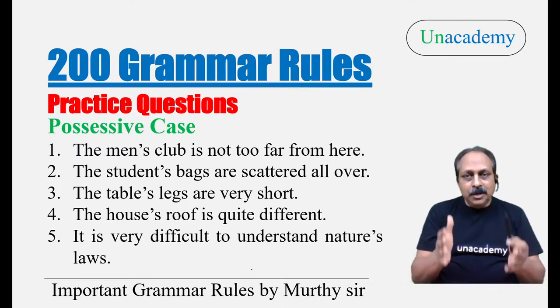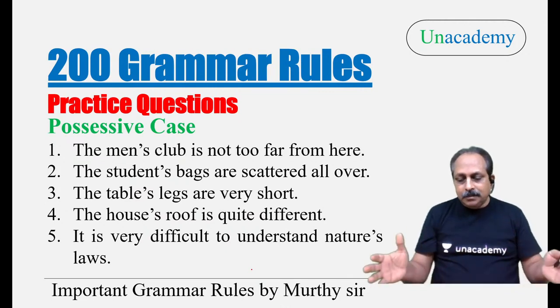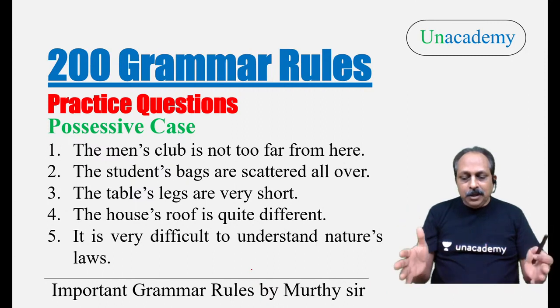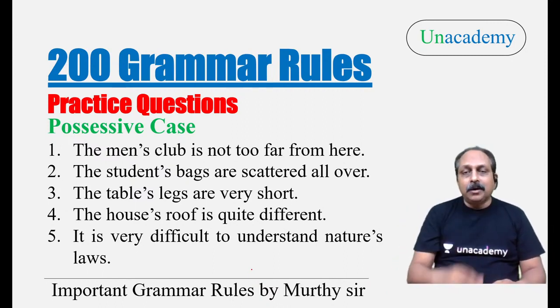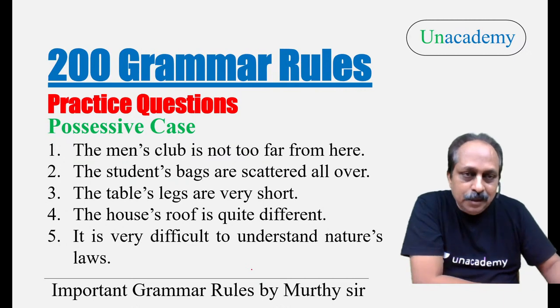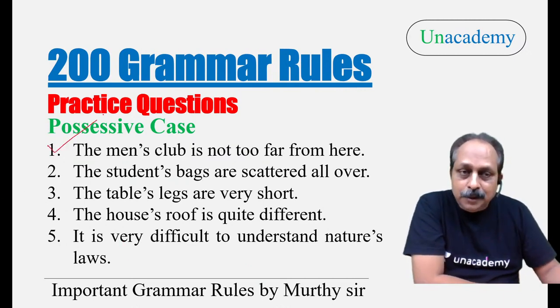First one, no error. The students' bags are scattered all over. Bags: one student has only one bag. When we say bags, what does it mean? We are talking about many students. The noun is in the plural form. Read the sentence very carefully. Try to understand the context. That is important. Mention the question number. Question number one, no error. I will take that one.